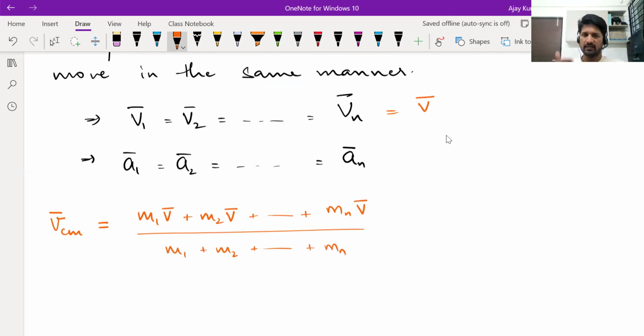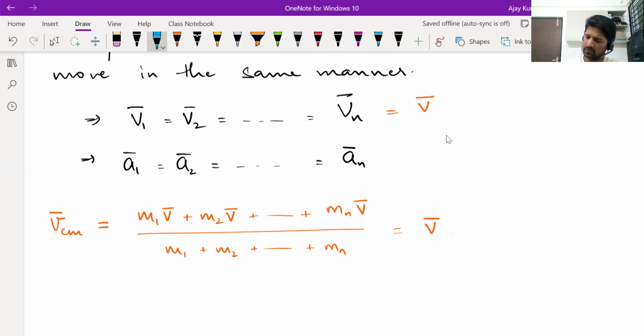Now in the numerator and denominator, m1 plus m2 so on up to mn is common. It will get cancelled. You will be left with v itself. What does this prove? This proves that if all particles have the same velocity, then center of mass also will have that velocity itself. Okay, same with acceleration.